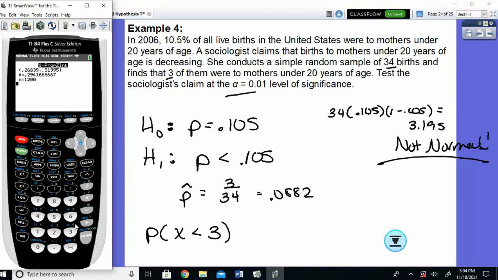Okay, so if you hit second and this bars, that B-A-R-S, it takes us into some distributions. Hold on. Second, and that button. Here we go. All right. I want you to go down. And you should get binomial PDF and binomial CDF.